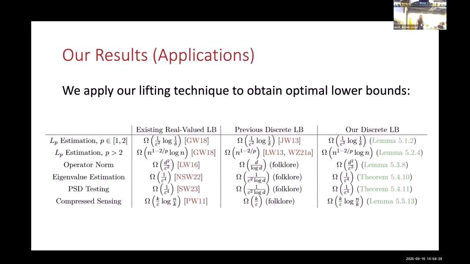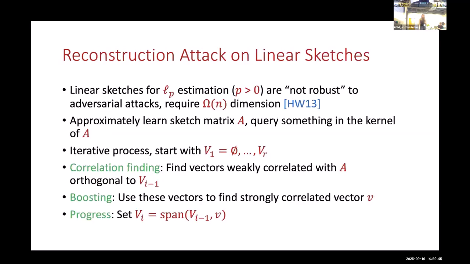Okay, so we applied this lifting framework to obtain optimal lower bounds for a variety of problems, as David said. We also apply it to proving lower bounds for adversarially robust streaming algorithms for Lp estimation. This nice work of Hardt and Woodruff in 2013 showed that linear sketches for Lp estimation are not robust to adversarial inputs, meaning they need to have roughly n dimensions to answer polynomially many adaptive queries.